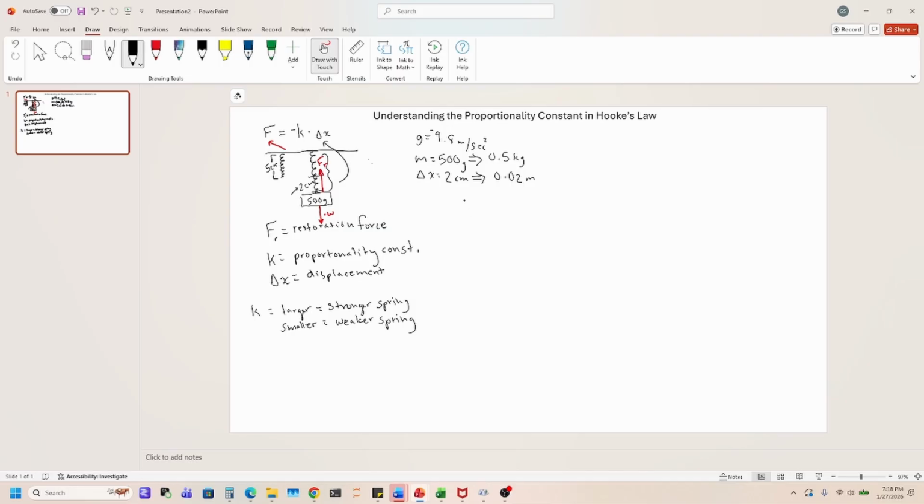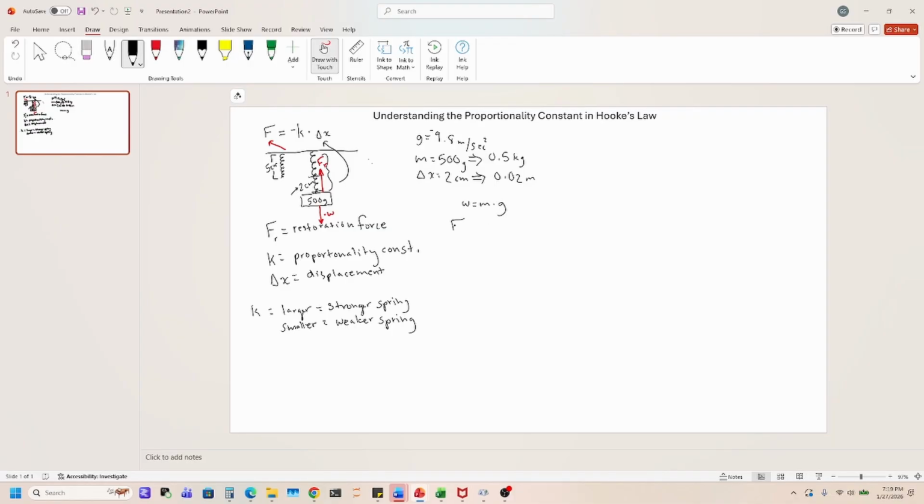Okay, so let's do some plugging in. So we see our equation, we've got force, and then we've got our spring constant, we have our displacement as well. But that doesn't really look like the numbers that we have to work with. So we're going to have to use some of these to derive the force. So we can derive the weight force by using our good friend weight equals mass times gravity.